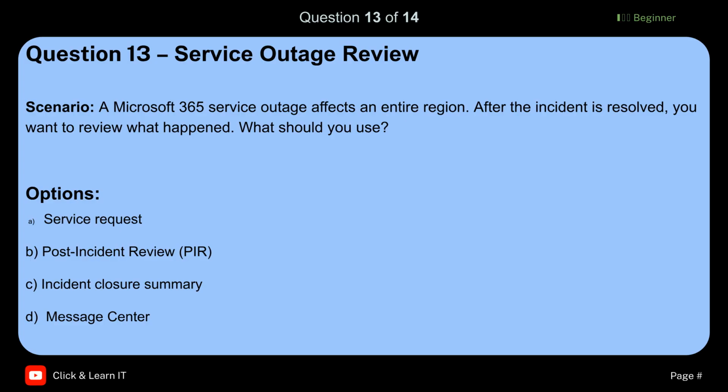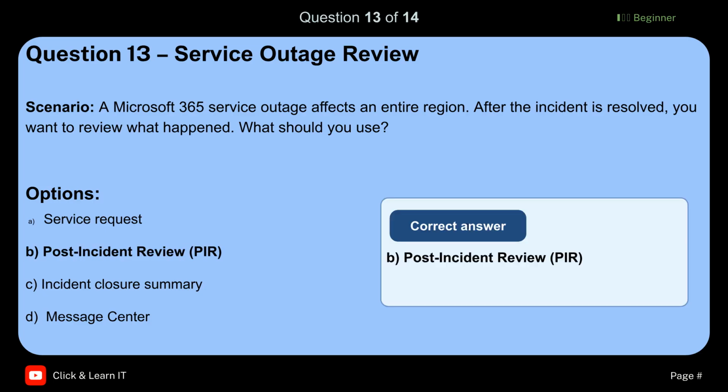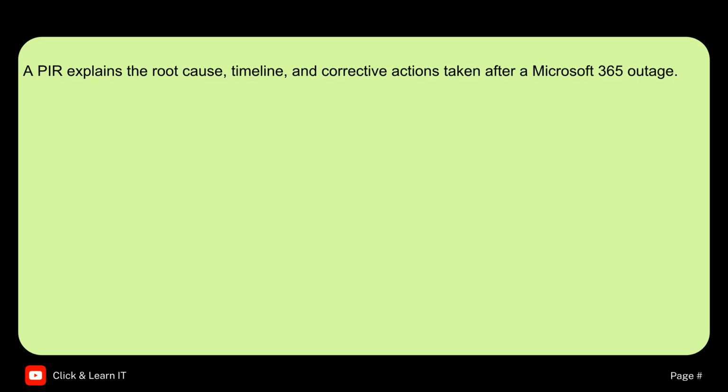Question 13. Service outage review. After a major Microsoft 365 service outage is resolved, which tool should you use to review what happened, including the root cause and corrective actions? The correct answer is B, Post-Incident Review, or PIR. This document provides a detailed analysis of a service outage. A post-incident review explains the root cause, timeline, and corrective actions taken after a Microsoft 365 outage. This is the comprehensive review document you would use.